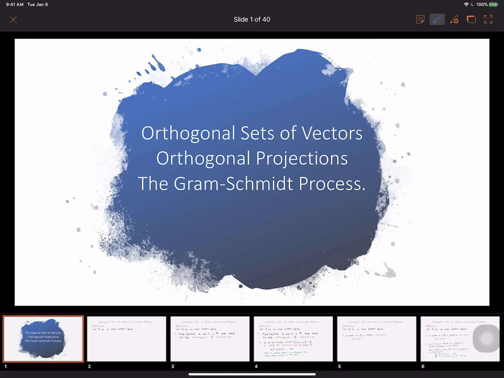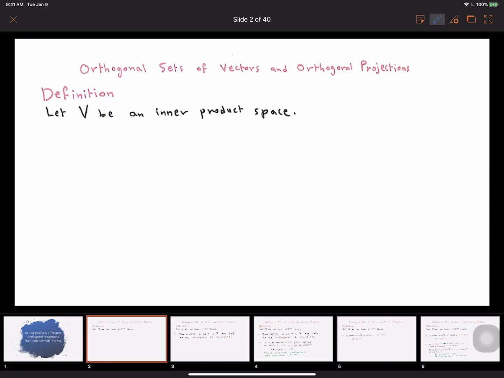Okay, now this is two sections, 5.2 and 5.3. Orthogonal sets of vectors, orthogonal projections, which ends up with 5.3, the Gram-Schmidt process. Orthogonal sets of vectors and orthogonal projections.